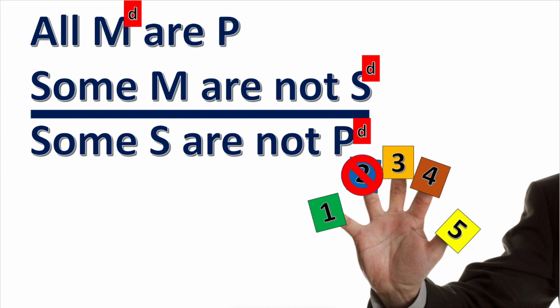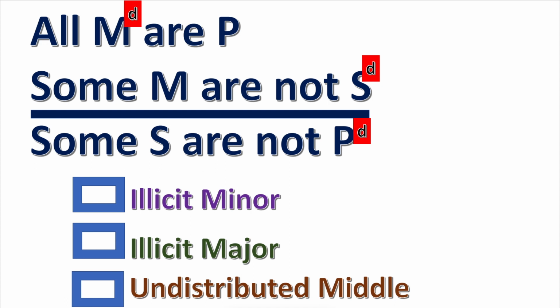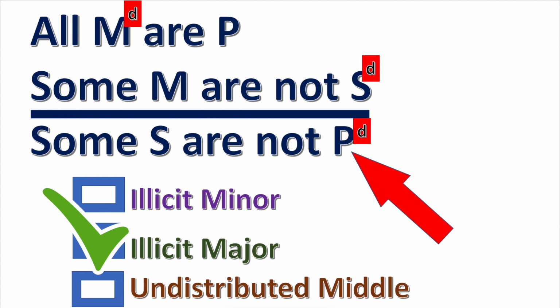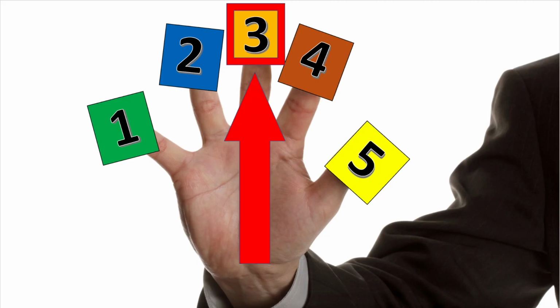Now, since Rule 2 is broken, what fallacy is committed? Press pause. 3, 2, 1. Illicit major. The term distributed in the conclusion, but not in the premises, is the major term. Very good job on those practice problems. Now, I will introduce Rule 3.